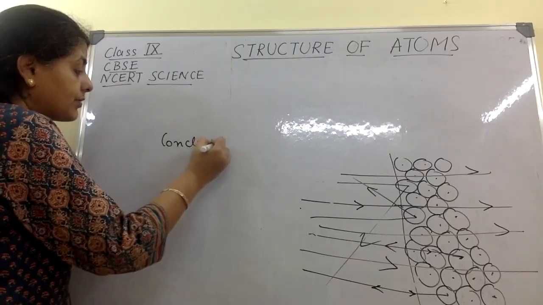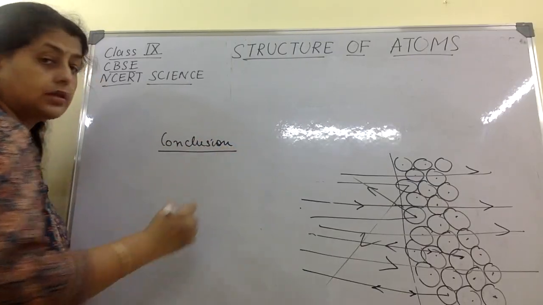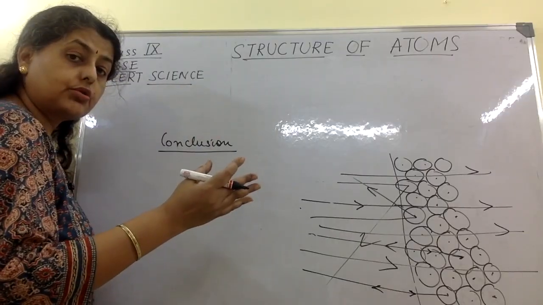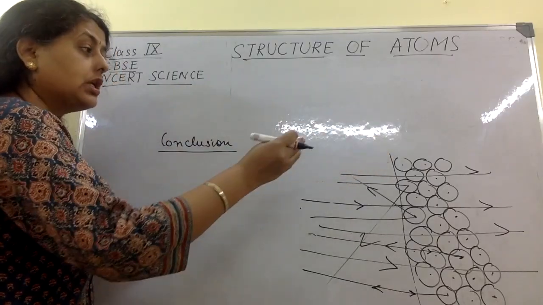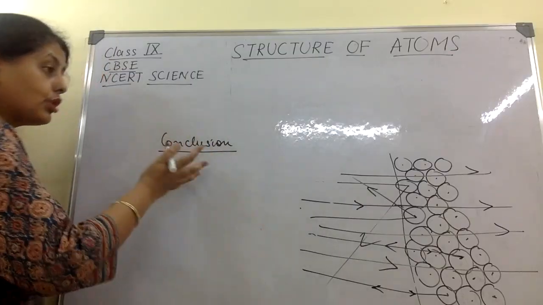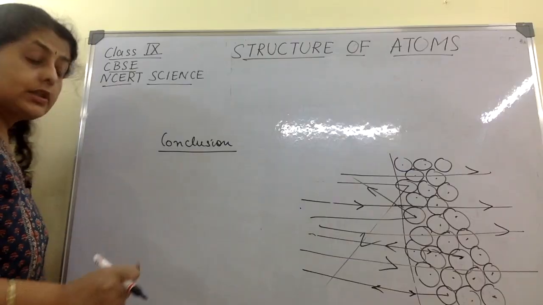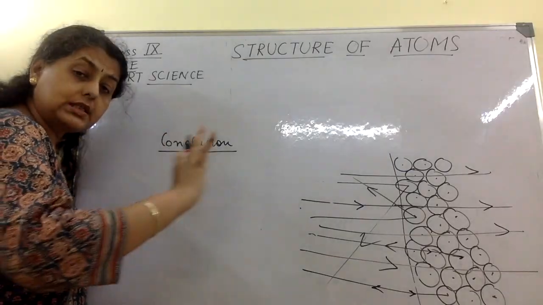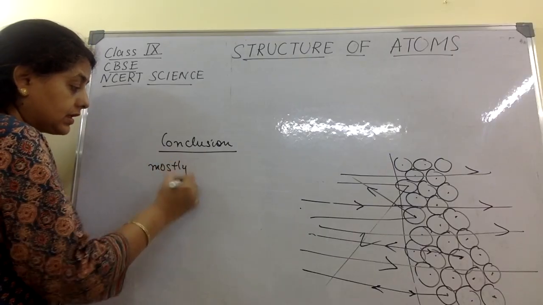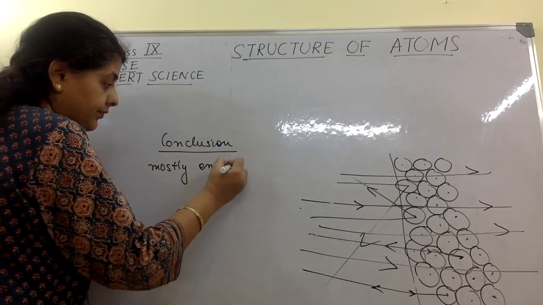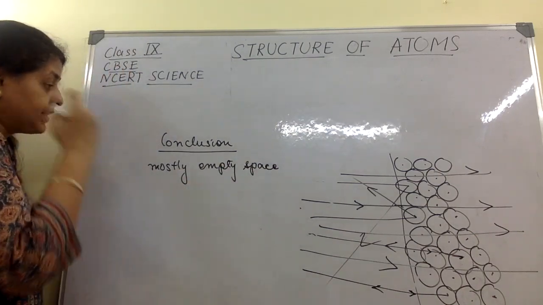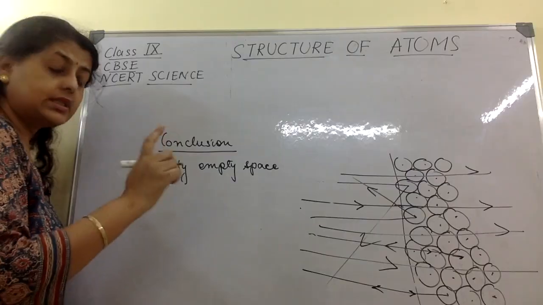Remember, in this chapter you'll be asked questions like, what was the conclusion, what was the observation. Right now I spoke about the observation: mostly they passed through, very few deflected, few rebounded. Now what did he conclude from this? Since a lot of them passed out straight, he said an atom is mostly empty space.